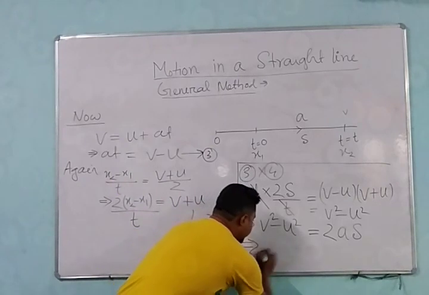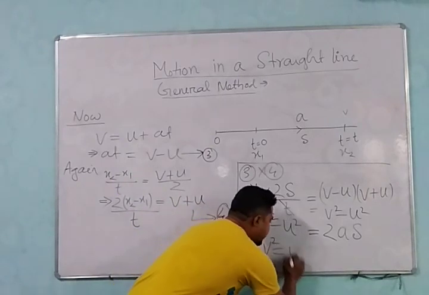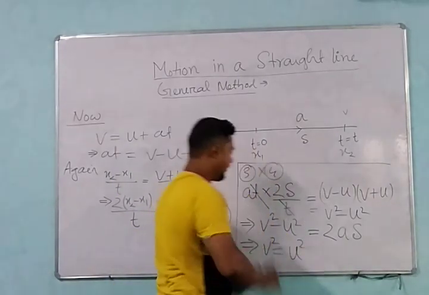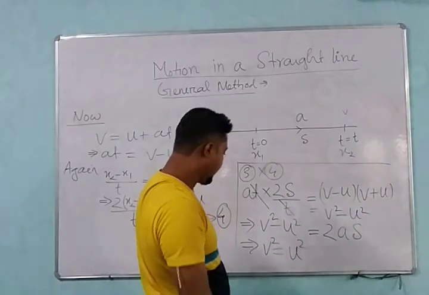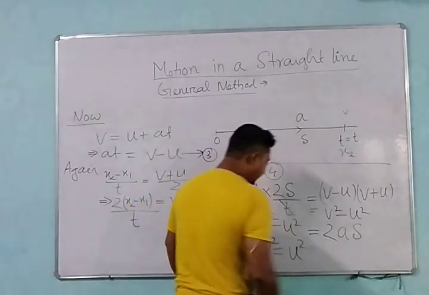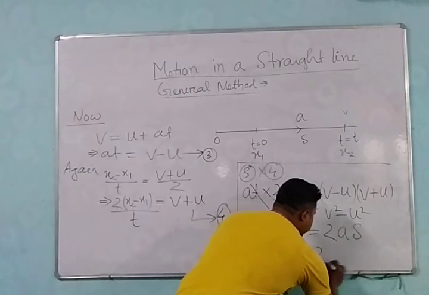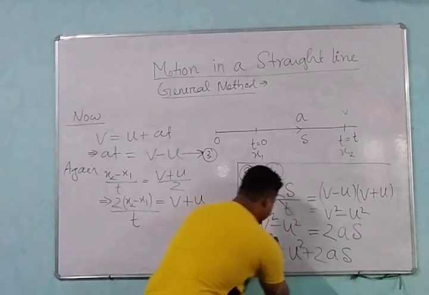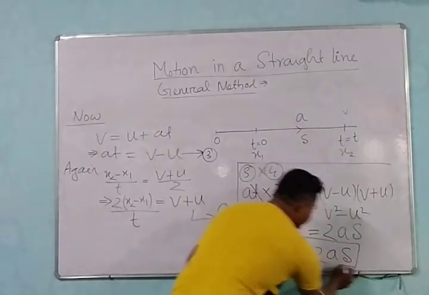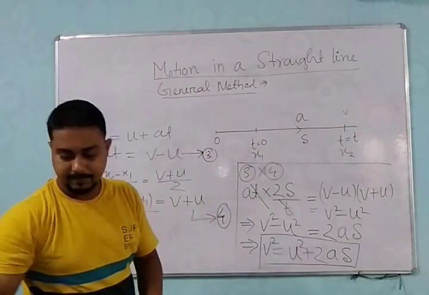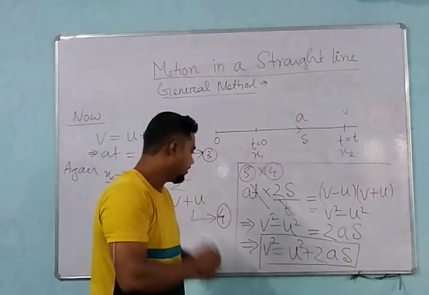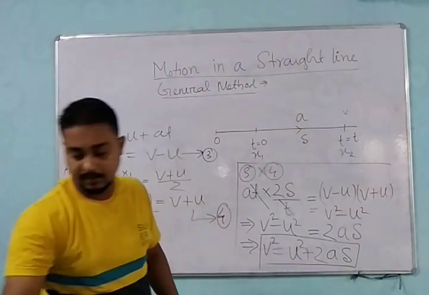This implies v square will be equal to how much then? The u term will come overall, so u square plus twice as. So we will get the expression like this. So we have got the third equation here. Okay, I hope you are able to understand.